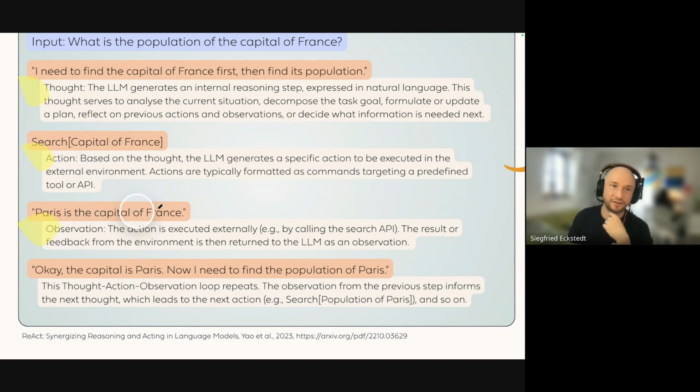The observation is what it makes sense from the search. And here it says Paris is the capital of France, and then the process goes into a loop and repeats itself: thought, action, observation. And then it would probably arrive at a point where it would say, okay, now the capital is Paris. I need to find the population of Paris. And it would start with a search as a next point again.